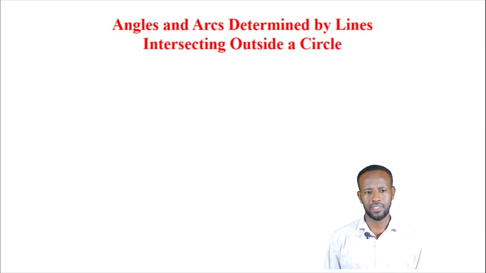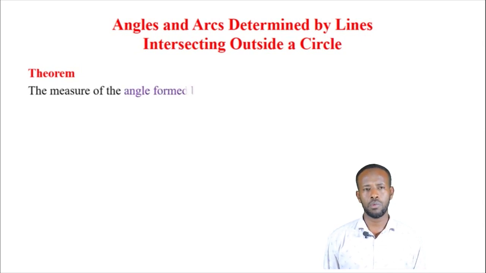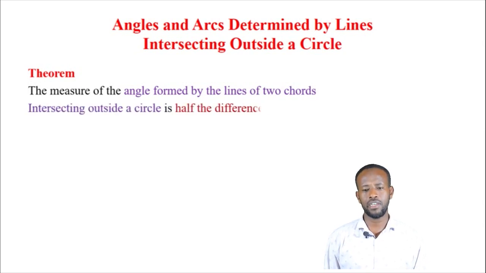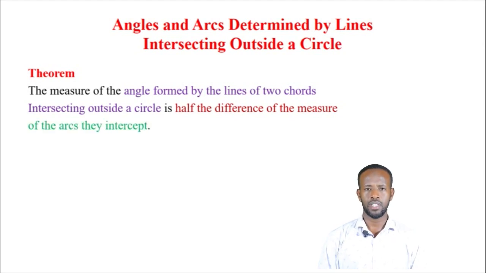Now let us start. The first theorem says the measure of the angle formed by two chords intersecting outside a circle is half the difference of the measure of the arcs they intersect. Students, look at this and try to understand this theorem. It tells us how to find the angle formed by two chords intersecting outside the circle. It says the angle formed by two chords intersecting outside the circle is half of the difference of the two arcs they intersect.